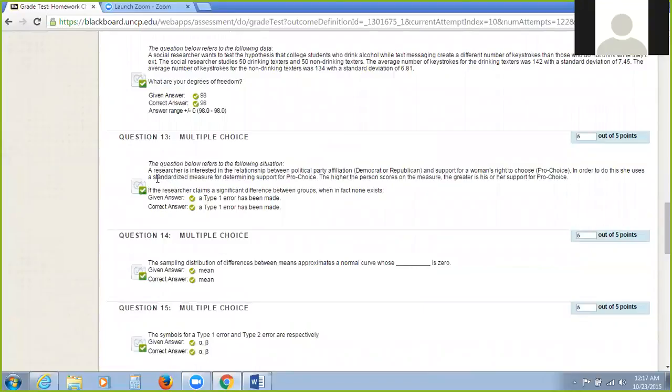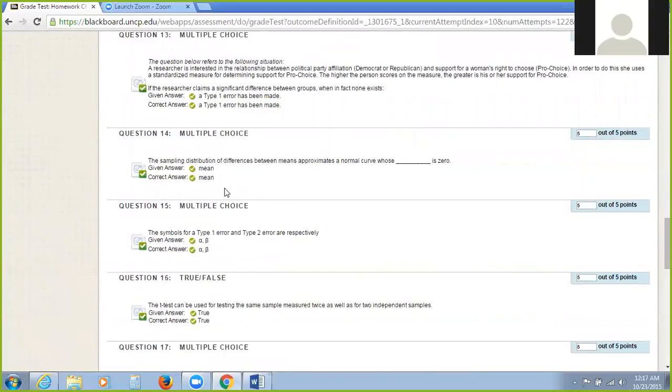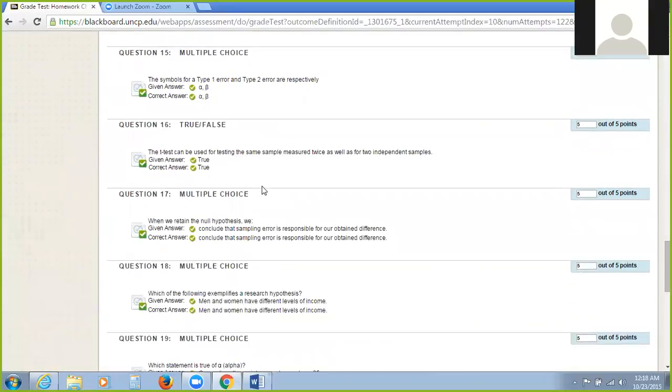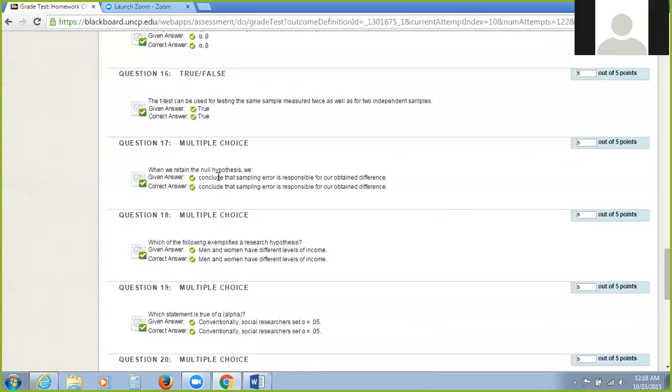All right. Type 1 error has been made. 14, the sampling distribution of differences between means approximates a normal curve whose mean is 0. The symbols for type 1 error and type 2 error are often beta. The t-test can be used for testing the same sample measured twice as well as for two independent samples. That's a true statement. When we retain the null hypothesis, we conclude that sampling error is responsible for any obtained difference.